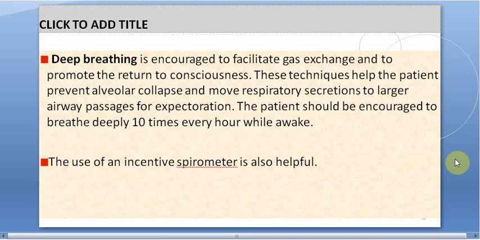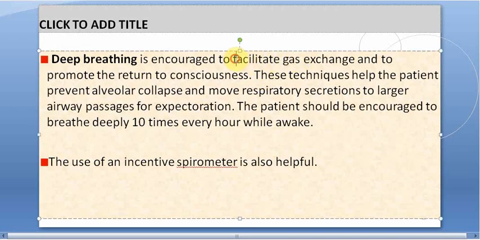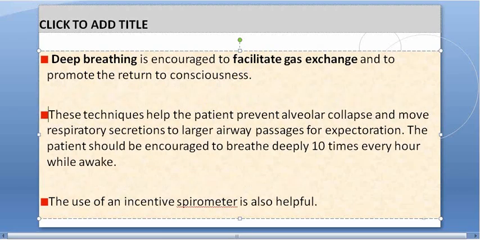Next is regarding teaching deep breathing and coughing exercises. Why you are doing this is, most of the time deep breathing exercise will facilitate gas exchange and it will usually prevent alveolar collapse. It will prevent the collapse of the alveoli and it will help in removing the secretions. The patient should be encouraged to breathe deeply 10 times every hour. So always remember, deep breathing is very essential after the surgery.